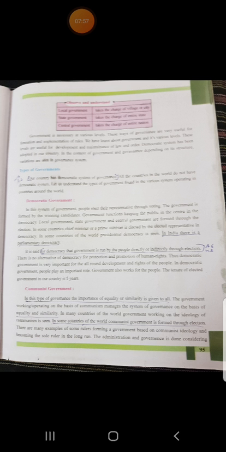Types of government. Our country has a democratic system of governance. All the countries in the world do not have a democratic system. The rest of the countries in the world do not have this democratic system. Now let us understand the types of government found in the various systems operating in countries around the world. The various types of government operating around the world will be discussed in the next video.